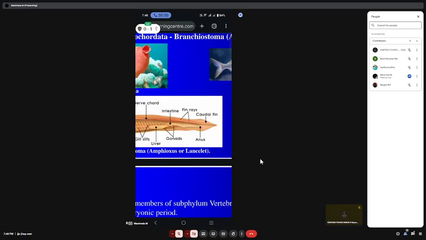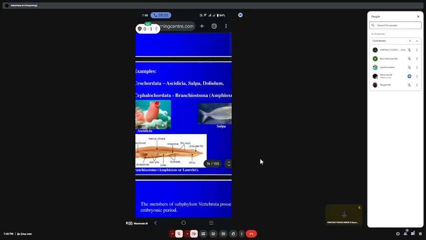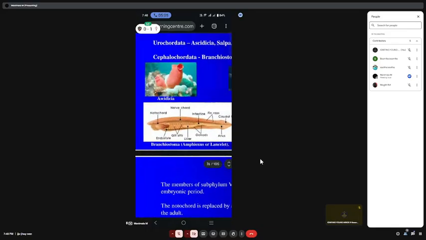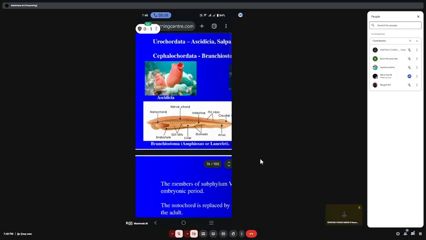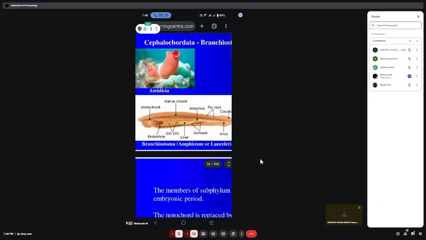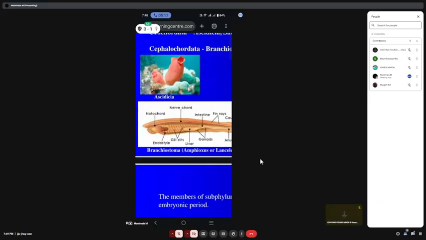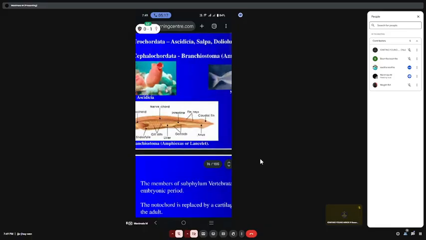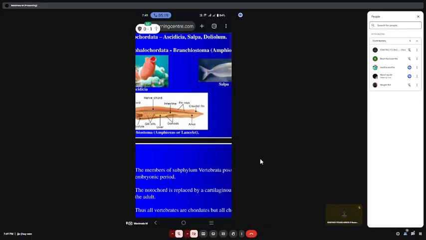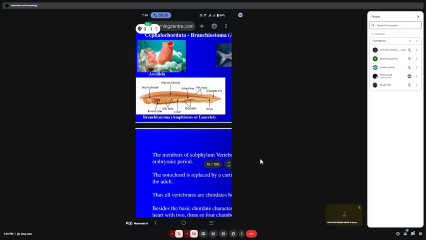The next one is Cephalochordata. Branchiostoma comes under Cephalochordata. Can you give me an example for Urochordata? Ascidia and Salpa are examples of Urochordata. And Branchiostoma is an example of what?